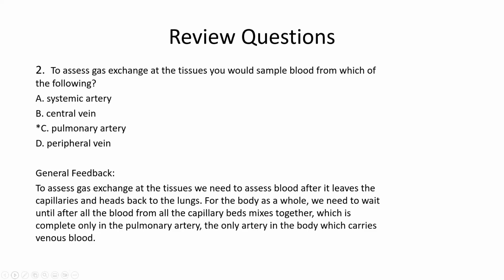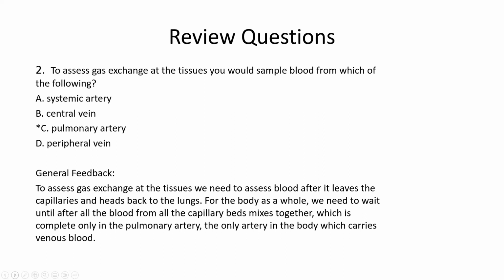To assess gas exchange at the tissues, you would sample blood from which of the following? Just for a minute, I know I have the answer. At the tissues, you want venous blood. The reason why, taking it down to the chase because we have limited time: remember what I said about the Fick equation. The Fick equation has to do with, all else constant, how depleted the venous blood comes back.